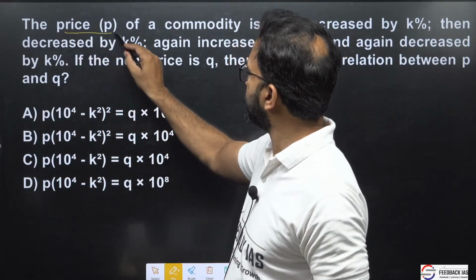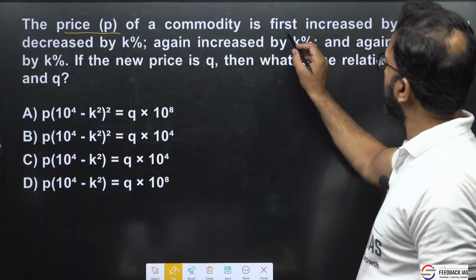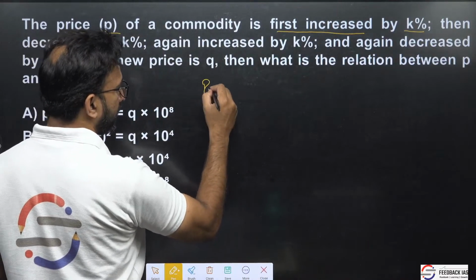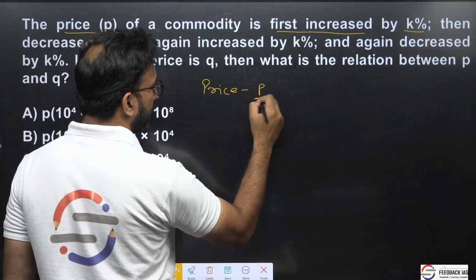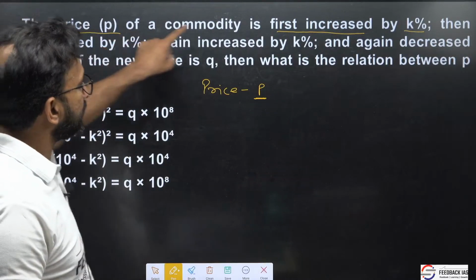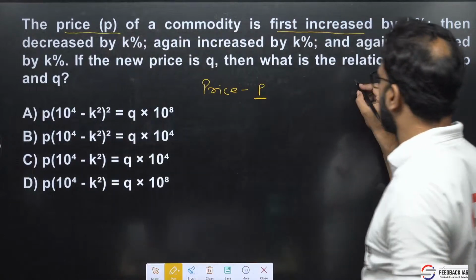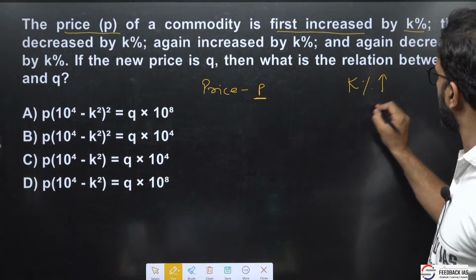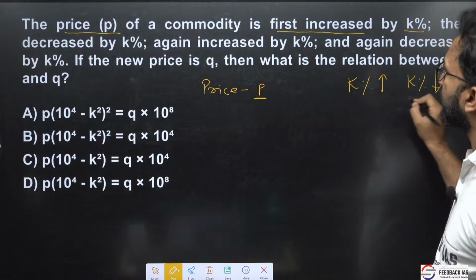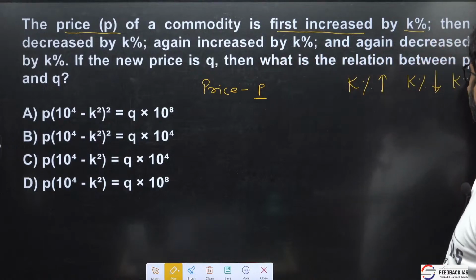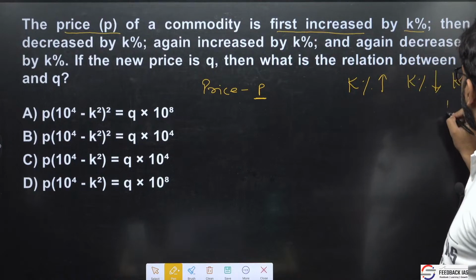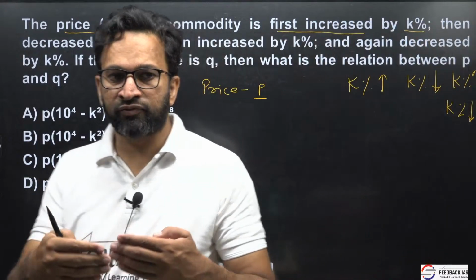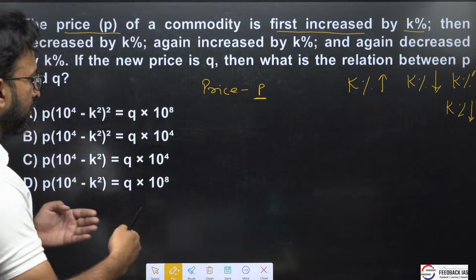So the price P of a commodity is first increased by K%. As we know, the price of the commodity is P. Price is P, and it is first increased by K%, then decreased by K%, again increased by K%, and again decreased by K%. So basically there are successive changes in the percentage. That is what you have to identify.